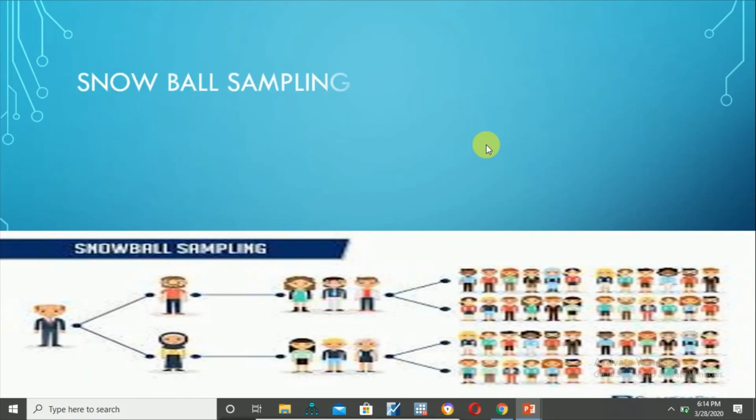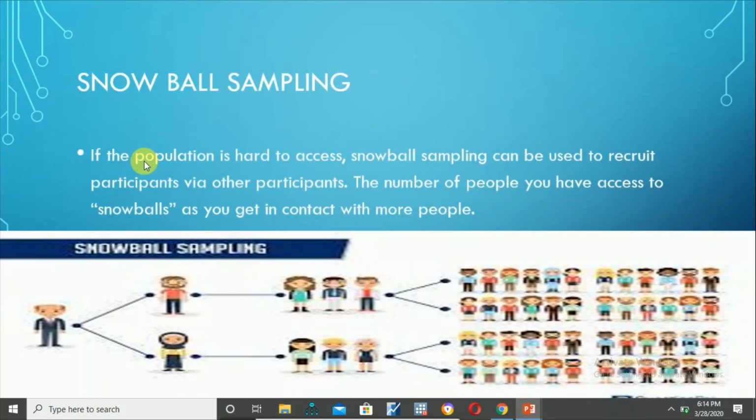Snowball sampling. If the population is hard to access, a snowball sample can be used to recruit participants via other participants. The number of people you have access to snowballs as you get in contact with more people. So, the people you got access to will communicate and help you to reach other individuals with the same characteristics.